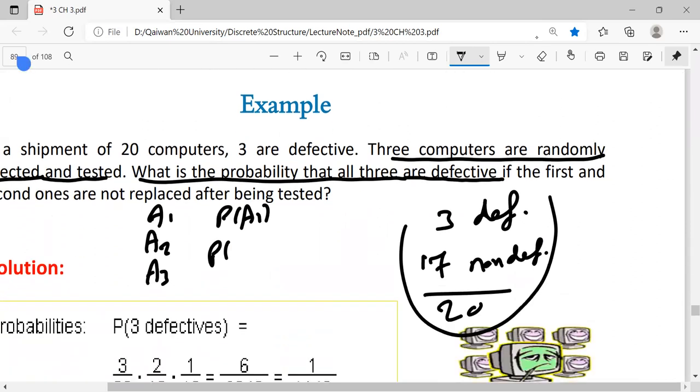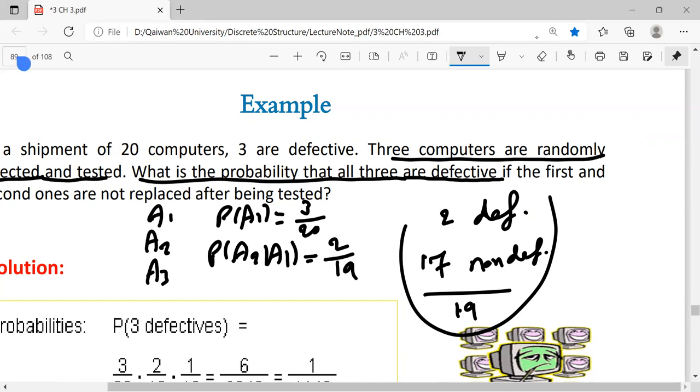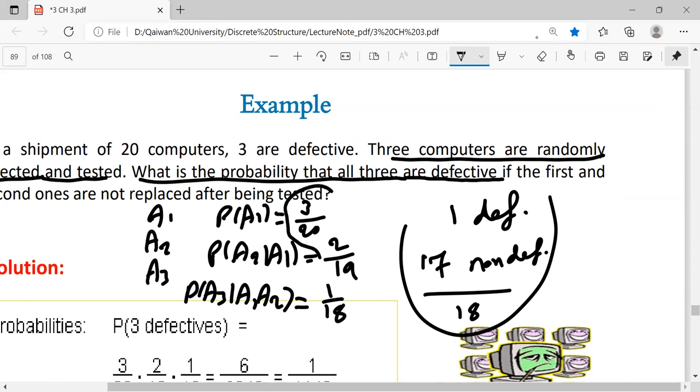So the probability of A1 is 3 over 20. And after choosing the first computer, how many defectives do you have? We have 2. So the total is 19. That means probability of A2 given A1 equals 2 over 19. We have only 2 defective ones, choosing a defective one, divided by the total number. Then probability of A3 given A1 and A2: in the second step, we choose another defective one. So we have only 1 defective one and the total is 18. So 1 over 18.